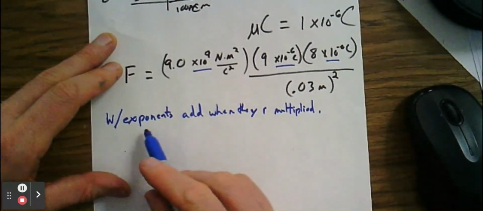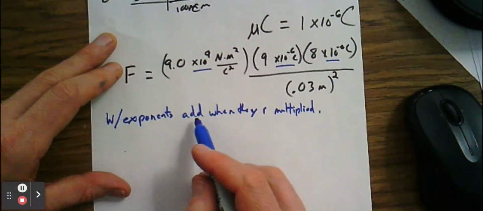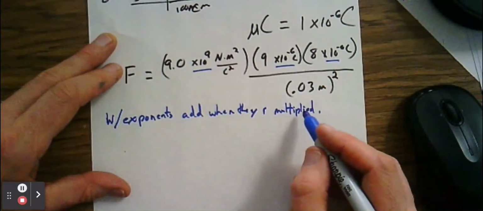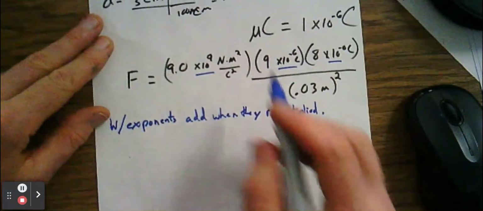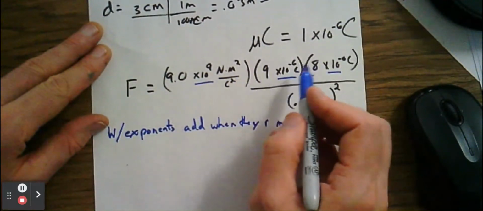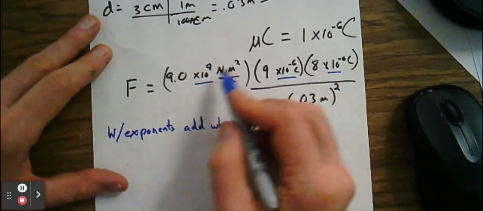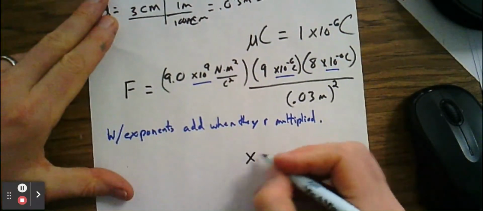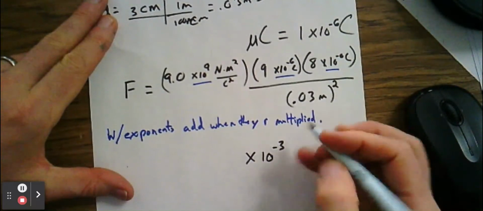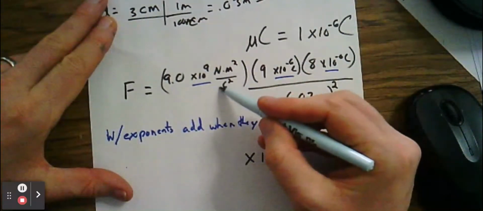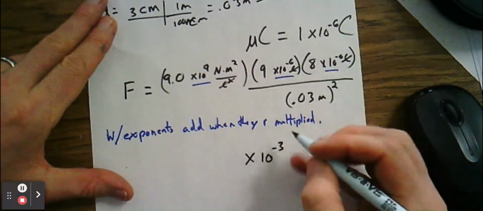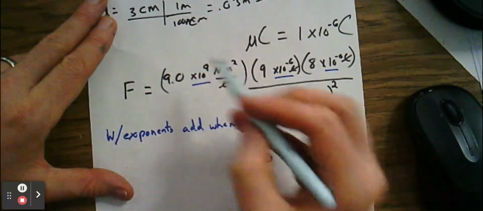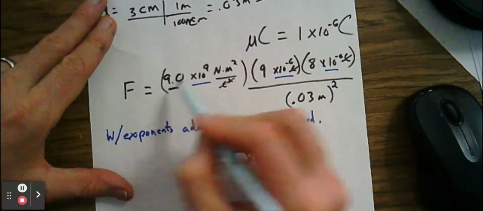What this says is when you're dealing with exponents, add them when they are multiplied. So I'm multiplying 9, 10 to the negative 6, and negative 6. If I add that all up, I get times 10 to the negative third. A couple of other things, my coulombs are going to cancel, and I'm left with newtons times meters. And then I can do these things separately.